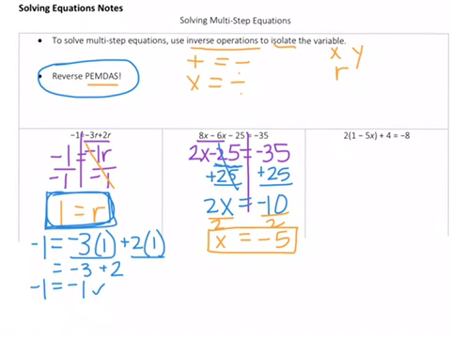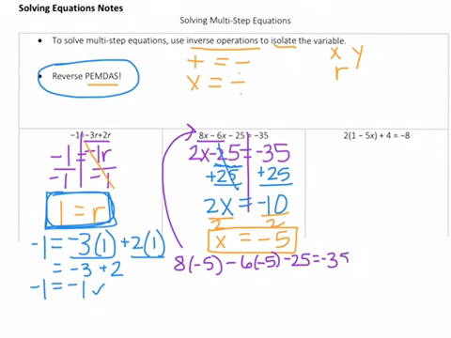Now you can check your answer by plugging it in. So I have 8 times negative 5, and what I'm doing right now is I'm just, instead of x, plugging in that negative 5 instead, minus 6 times negative 5, minus 25, and we hope that it all equals a negative 35. If it does, we know that our answer is correct. So now I'm going to simplify the left side. I have negative 40 minus a negative 30 minus 25.